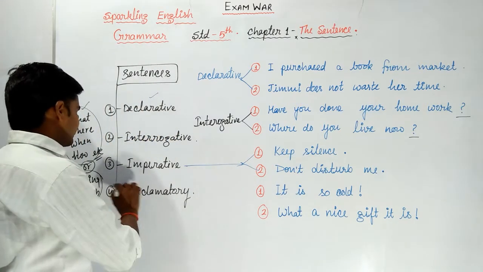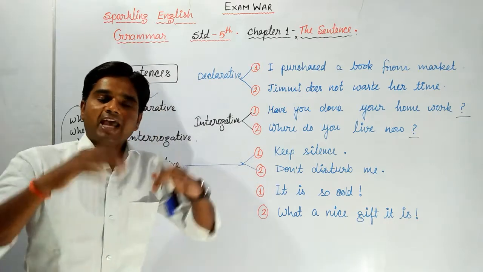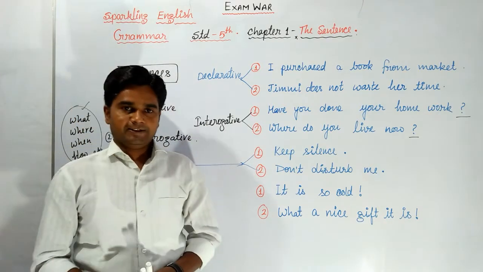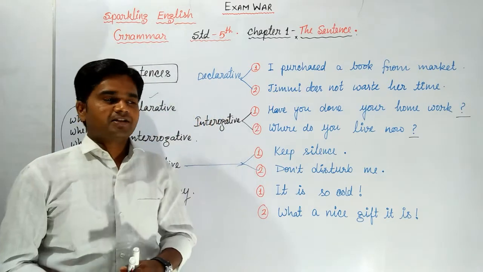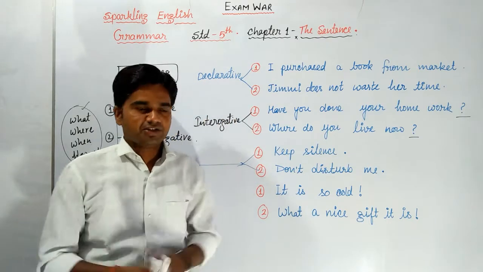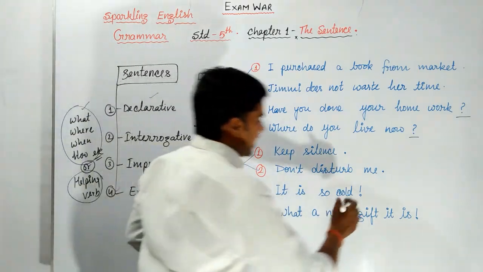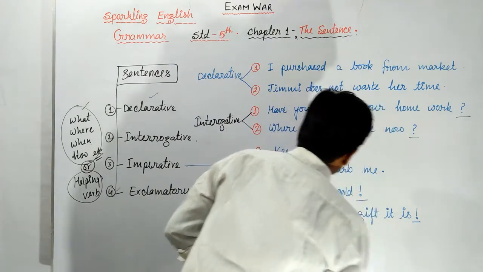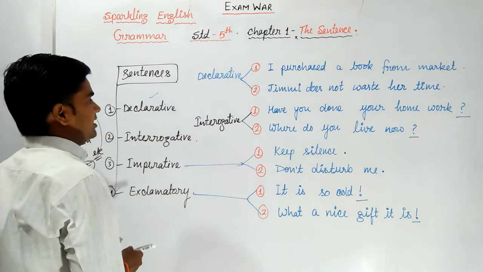And last one, exclamatory sentences. In exclamatory sentences, we express our sudden feelings. Whatever we feel suddenly is expressed using exclamatory words, exclamatory interjections. And in these sentences, we also have the sign of exclamation. So these two sentences are exclamatory sentences.